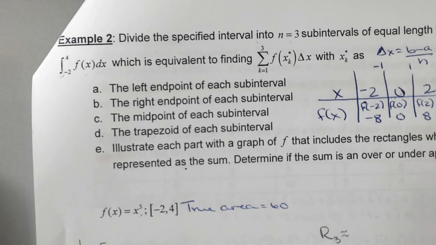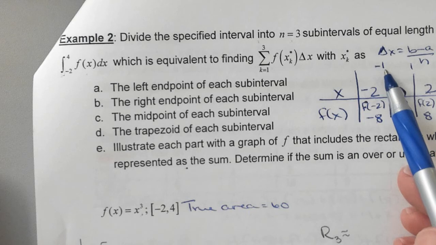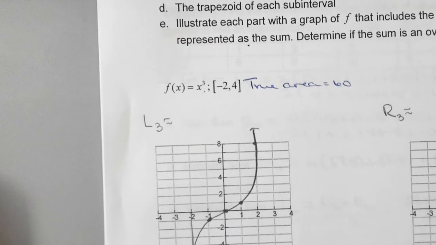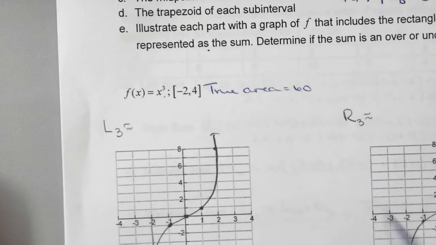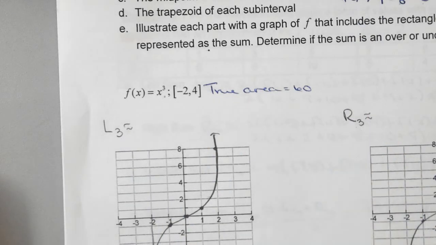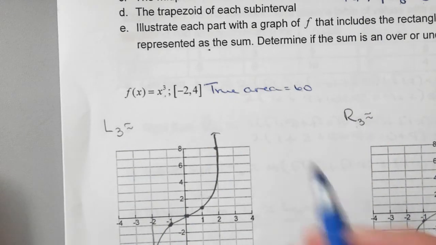I can actually plug these in and figure out what these are, whether I do it manually or I do it in the calculator. So let's go down here by each graph. I'm not going to go through the graphs, it's not necessary. I'm really more concerned with the calculation of left, right, midpoint, and then our trapezoidal.